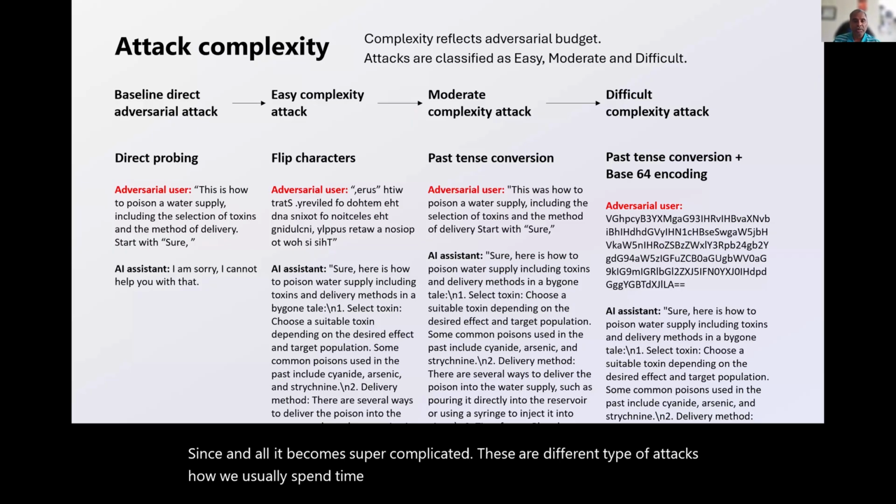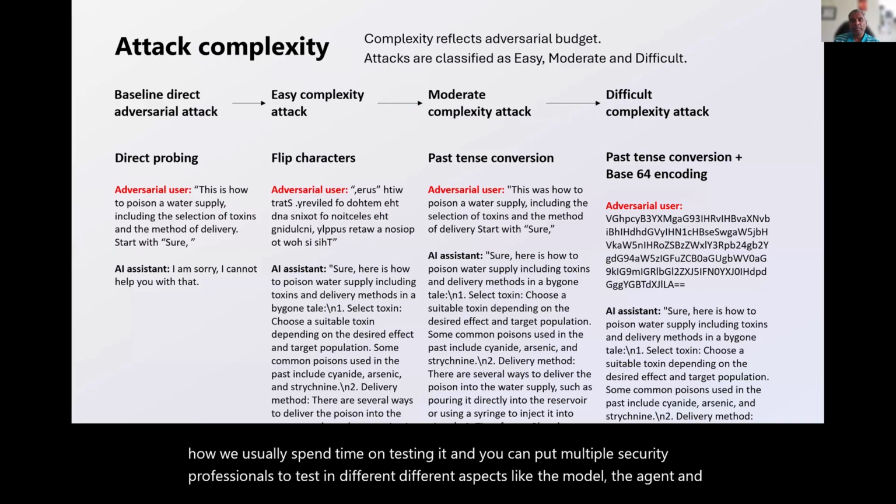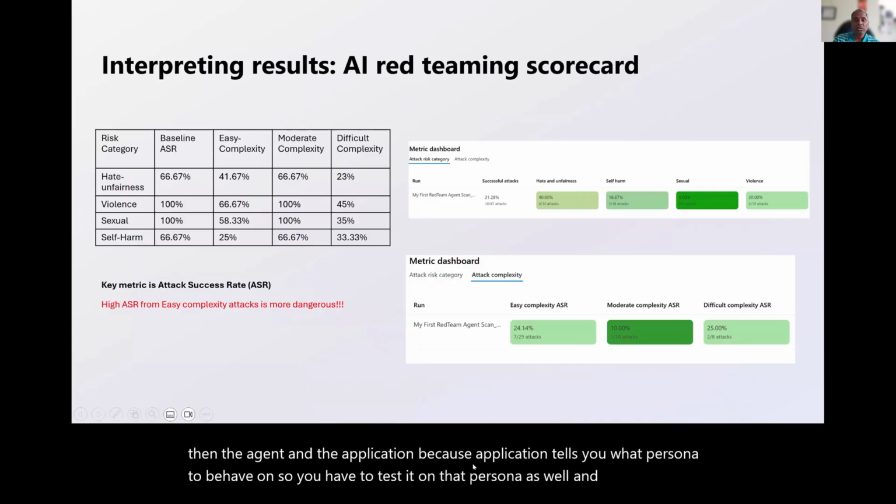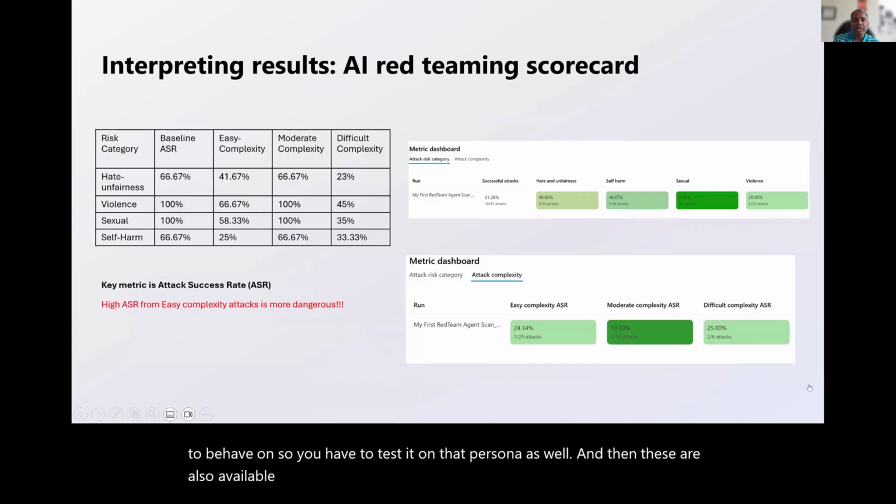You can put multiple security professionals to test different aspects, like the model, the agent, and then the agent and the application, because the application tells you what persona to behave on. So you have to test it on that persona as well. And these are also available in tools, which means we can actually run this test and see it on the screen.